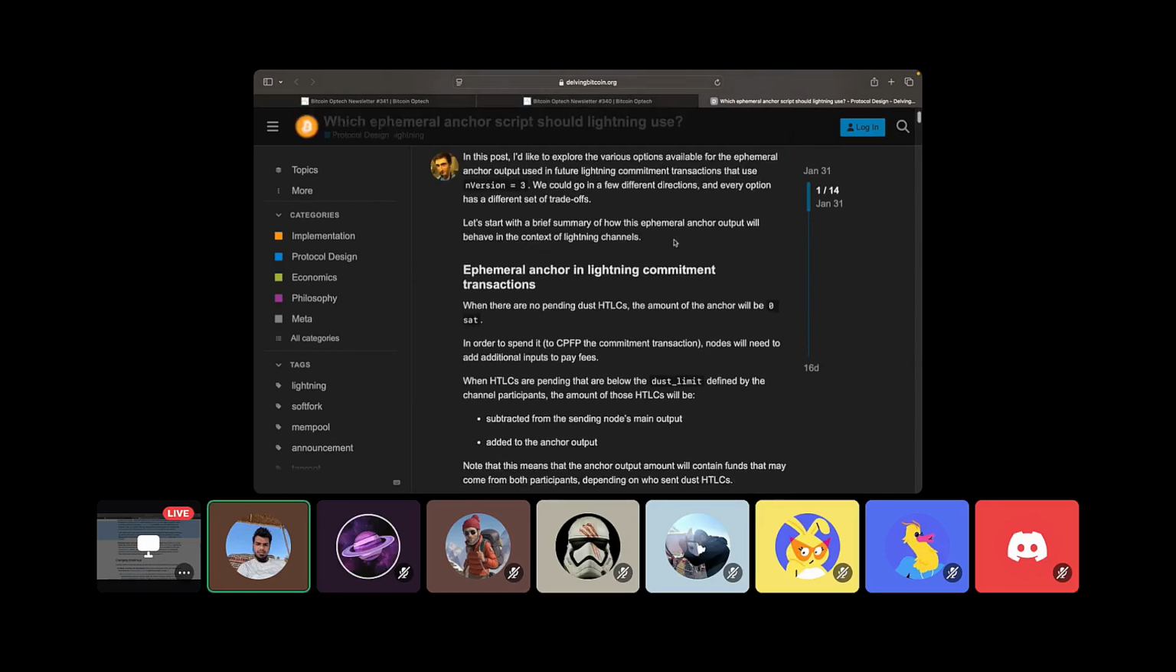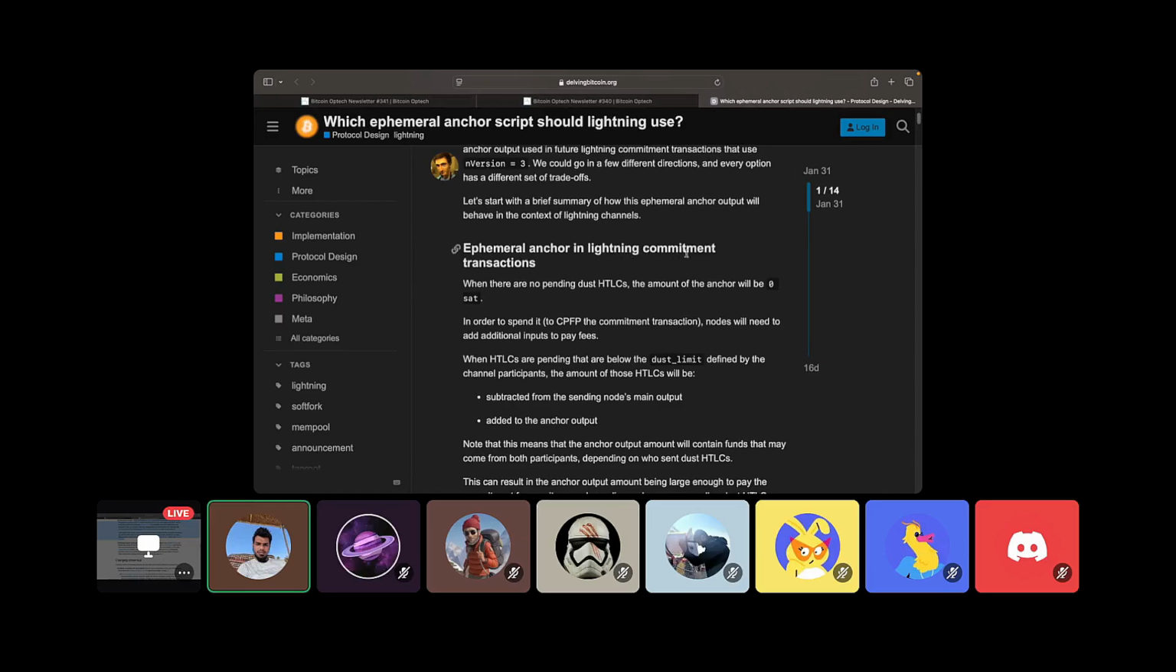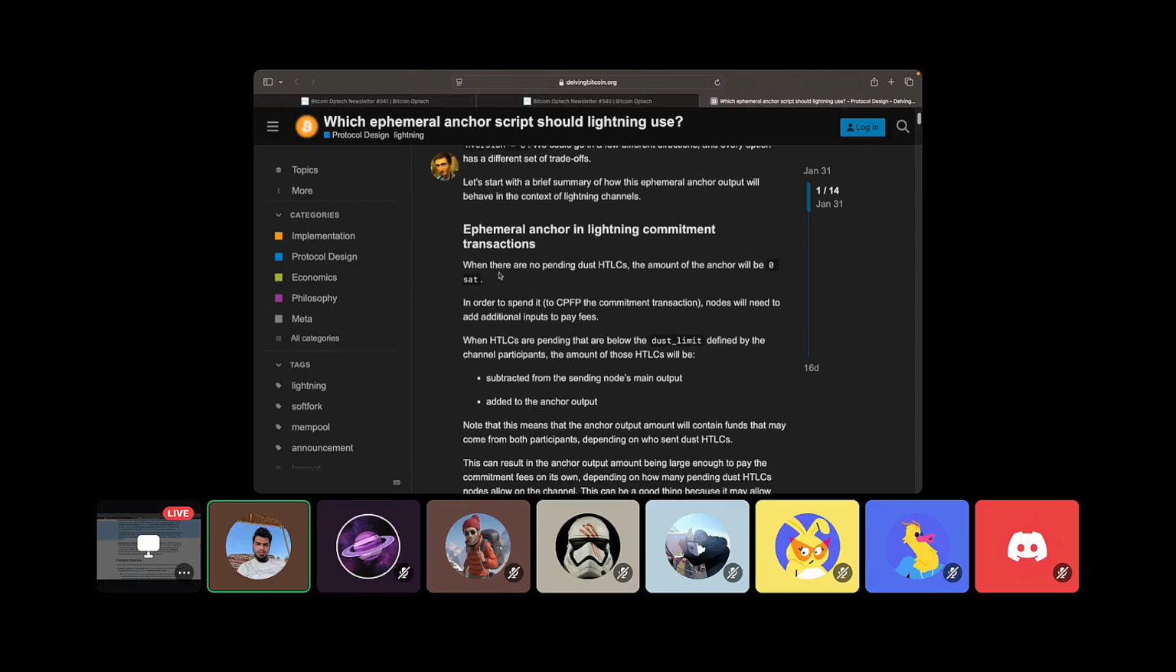All right. Now let's start with a brief summary of how this ephemeral anchor output will behave in the context of Lightning channels. Ephemeral anchor and Lightning channel commitment transactions. When there are no pending dust HTLCs, the amount of the anchor will be zero sat, right? We just now discussed that. What's an anchor output? It is an output that has zero value. It does not have any sats associated with it.